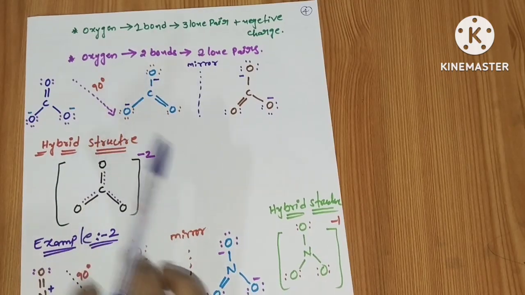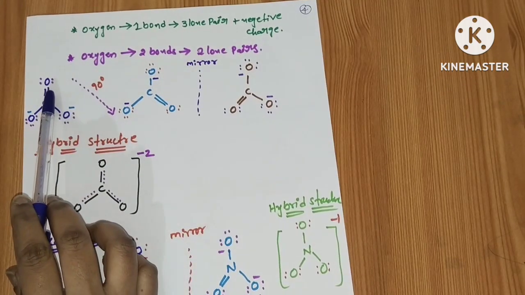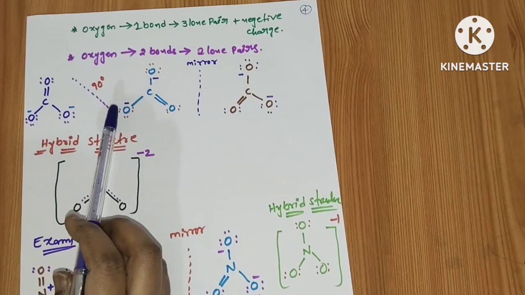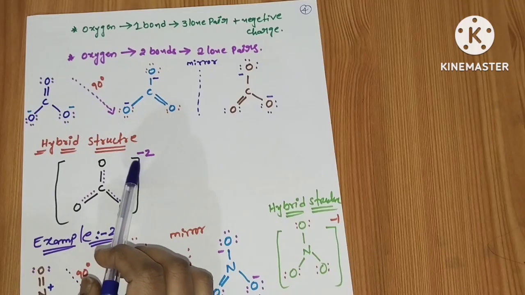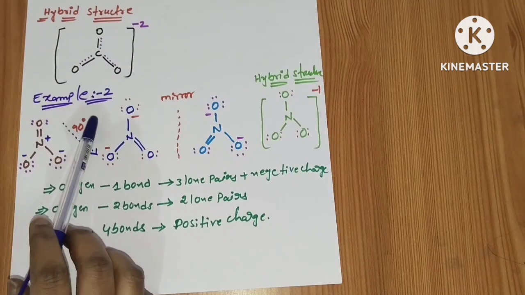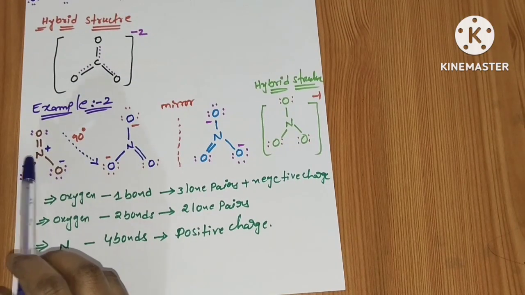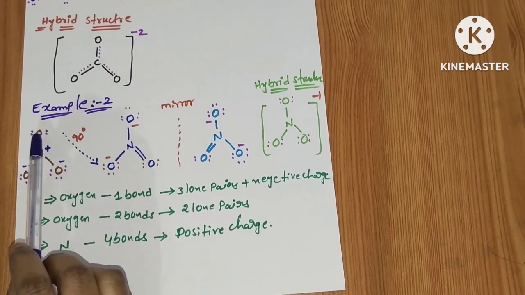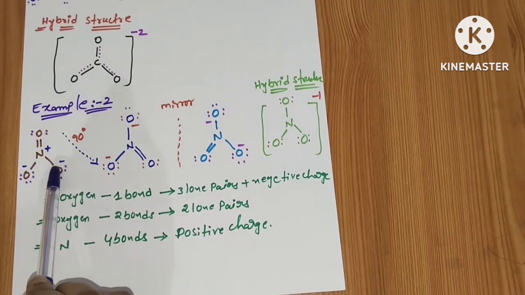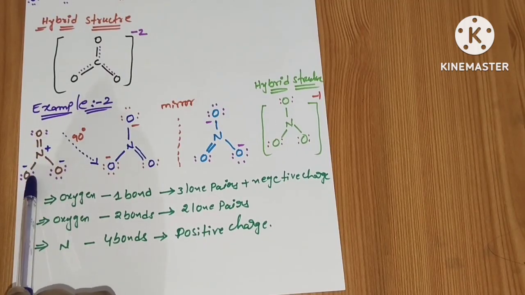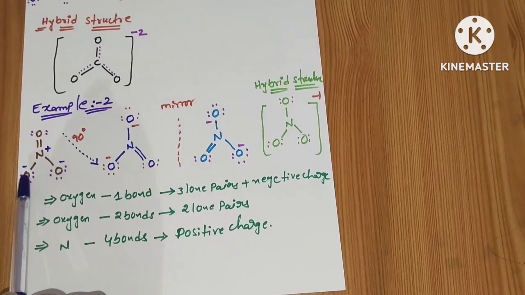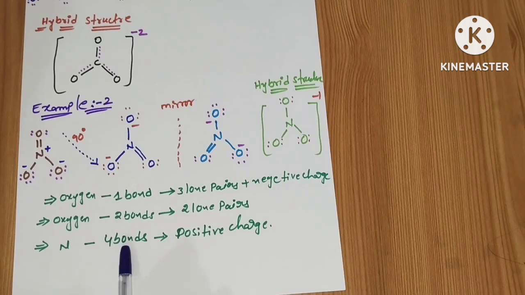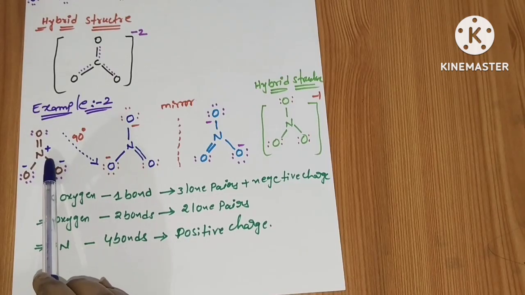Now, what about the hybrid structure? We know that the double bond is present here, here and here. Also, we know that the net charge of carbonate ion is -2. Secondly, we consider nitrate ion. We know that this oxygen is double bonded to nitrogen, so it has 2 lone pairs of electrons, and these 2 oxygens are single bonded to nitrogen, so they have 3 lone pairs of electrons and negative charge. Remember that when nitrogen forms 4 bonds, positive charge appears on it.